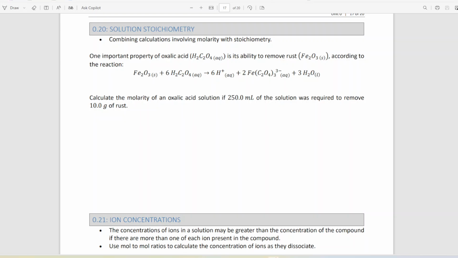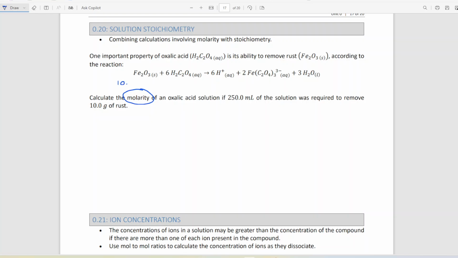So here's our formula. One important property of oxalic acid, which is H2C2O4, is its ability to remove rust, which is iron(III) oxide, according to this reaction. So my rust reacts with my oxalic acid to produce hydrogen ions, whatever the other product is going to be called, and water. We are going to calculate the molarity, so the concentration of the oxalic acid solution, if 250 milliliters of the solution was required to remove 10 grams of rust.